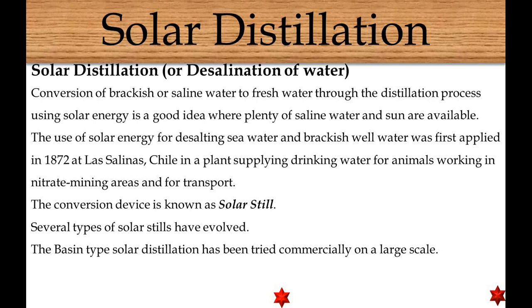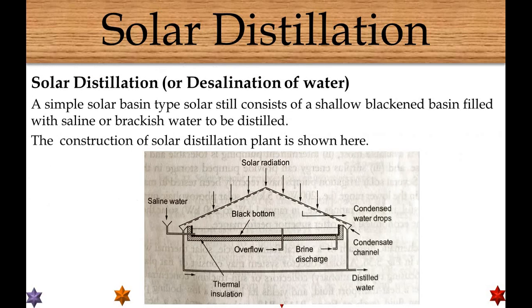The use of solar energy for desalting sea water and brackish well water was first applied in 1872 at Las Salinas, Chile, in a plant supplying drink water for animals working in nitrate mining areas and for transport. The conversion device is known as solar still. Several types of solar stills have evolved. The basin type solar distillation has been tried commercially on a large scale.